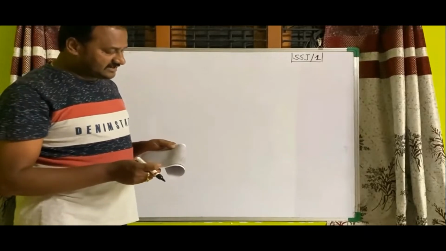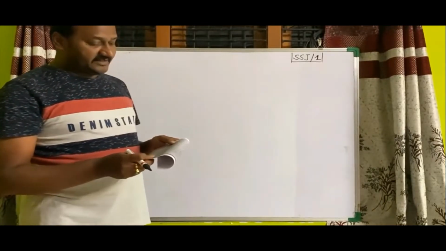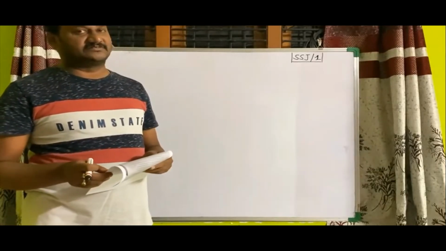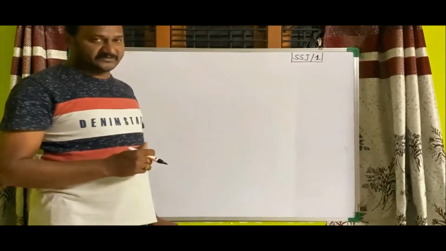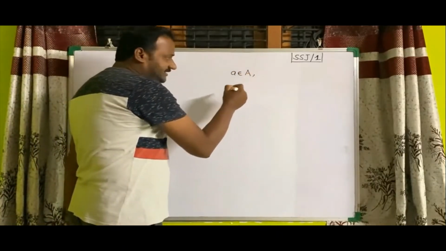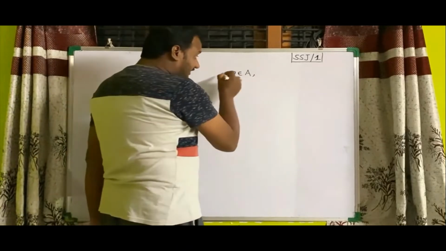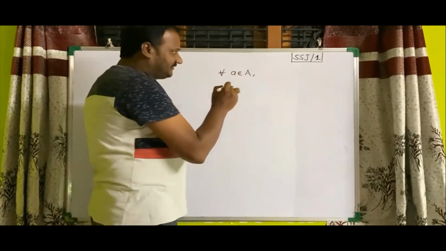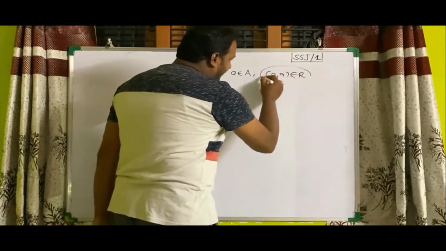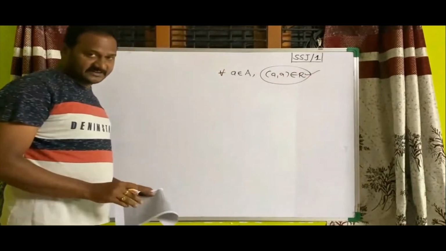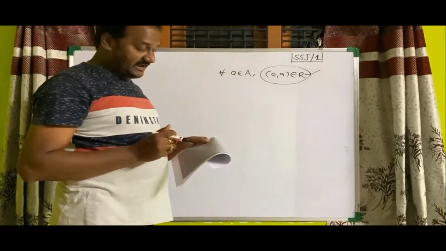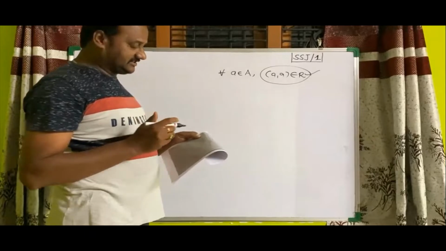See the first problem: the relation R defined on N, which of the following is a reflexive relation? So what do you mean by reflexive relation? We have the definition that if a is an element of set A, then for every a belonging to A, (a, a) belongs to R, then that relation R is said to be a reflexive relation. Now let us see what relations are given here and which of them is reflexive.